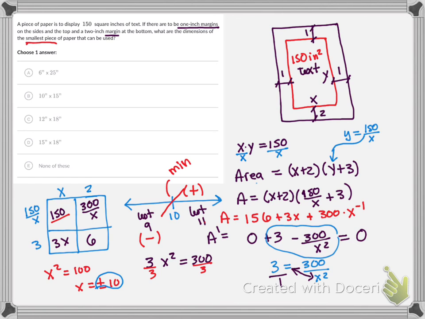So if x is 10, then 10 times y will be 150, divide by 10. Y will be 15. So my paper is 10 by 15. The answer choice is B.